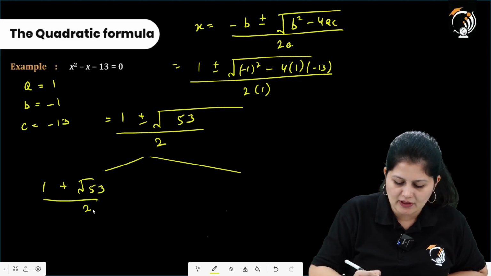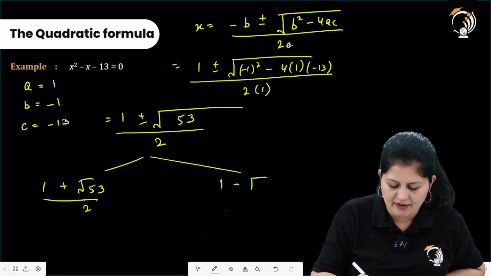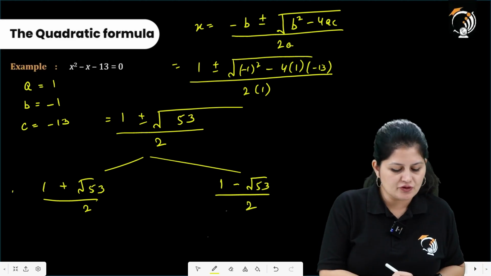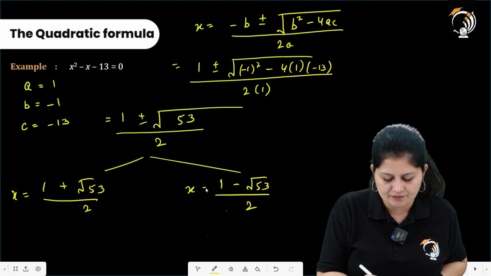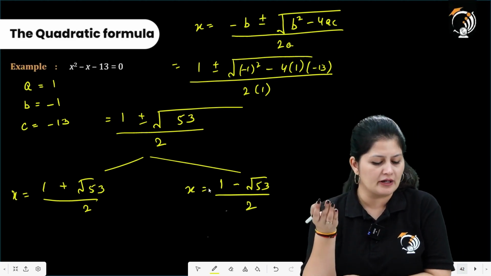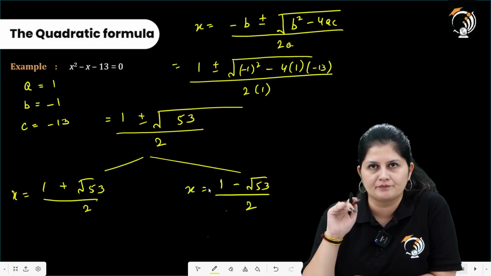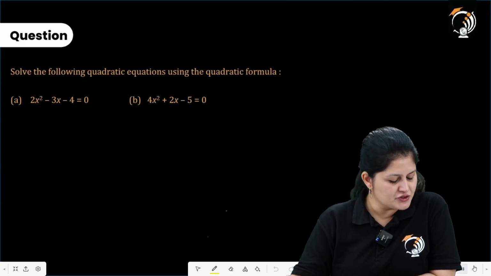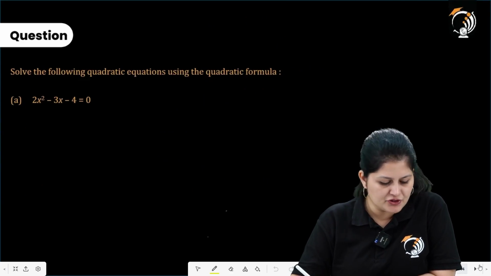And if I talk about the other root that we are getting here, it is (1 minus root 53) over 2. So these are the two values of x that we are getting here. Definitely, we are not going to get this value using the middle term split up. Clear? Moving to some more questions on it in order to have some practice on this topic.